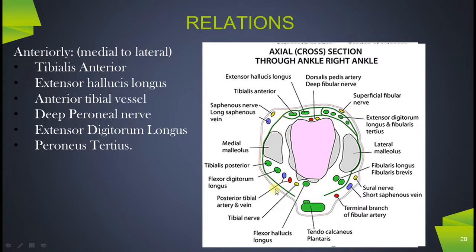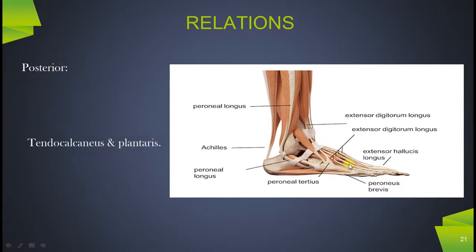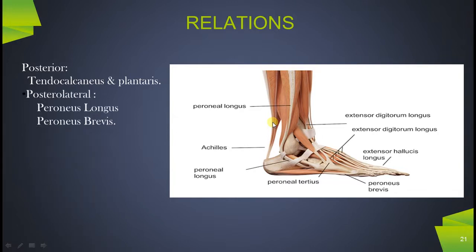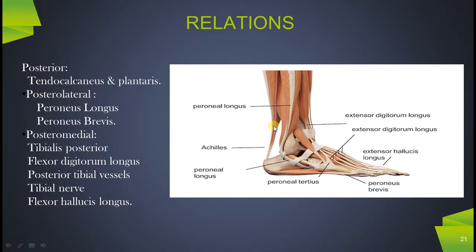Now we will be able to get an orientation of the structures around the ankle joint, which forms your anterior relation, posteromedial relation, posterior and lateral relations. So posteriorly, I told you, the tendocalcaneus along with the plantaris, and more deep, posterolaterally, you will have the peroneus longus and the brevis muscles. Posteromedially, structures passing deep to flexor retinaculum: tibialis posterior, flexor digitorum longus, posterior tibial vessels, tibial nerve, and flexor hallucis longus.